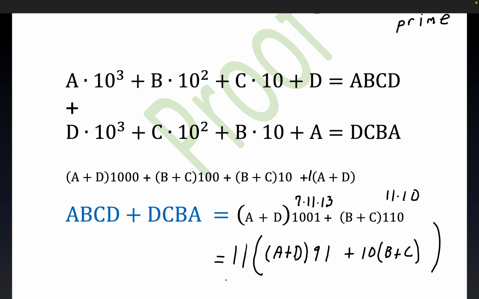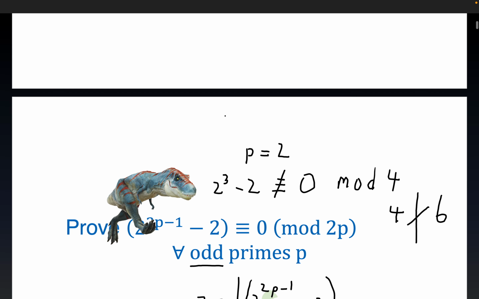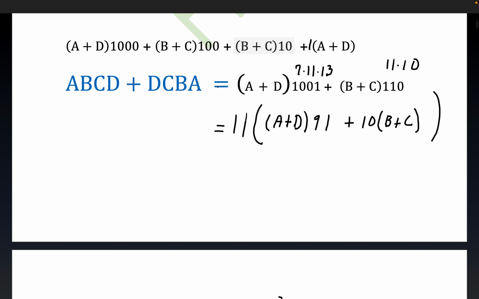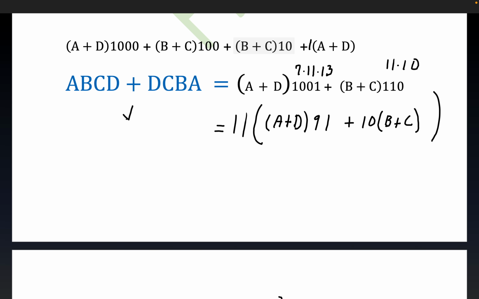Okay. So you see this we can just say QED here because we have ABCD plus DCBA is equal to 11 times some other integer. Okay, so that means that this sum, which is what we're trying to do, this sum is composite. Because this is clearly a number bigger than 1, right? So we have, this is composite.